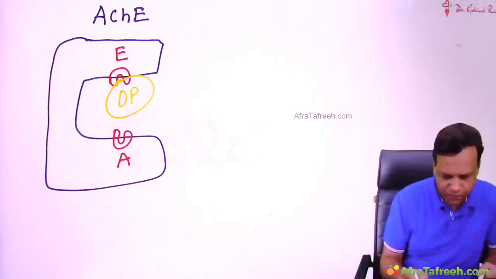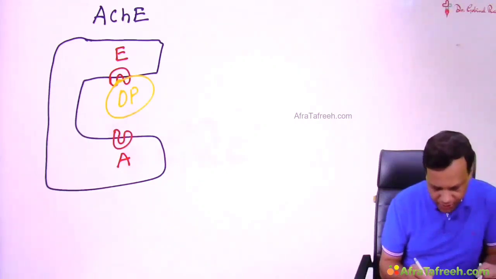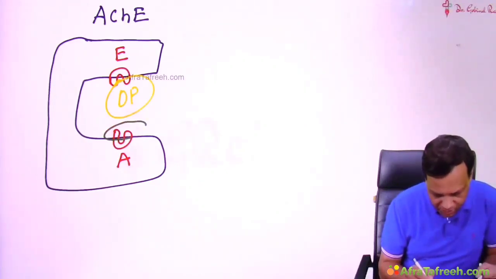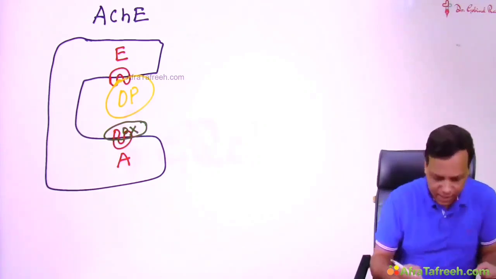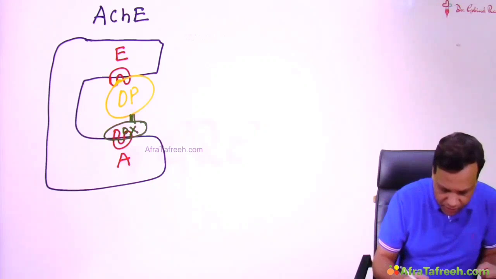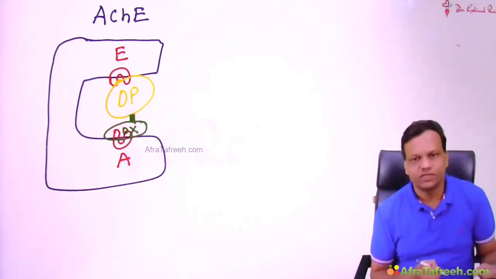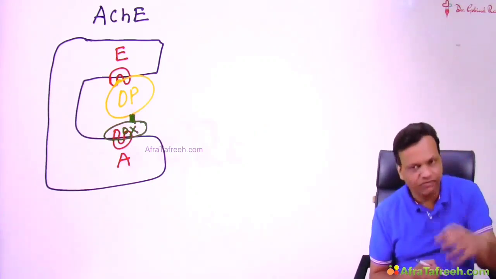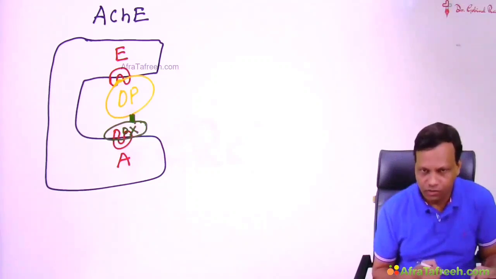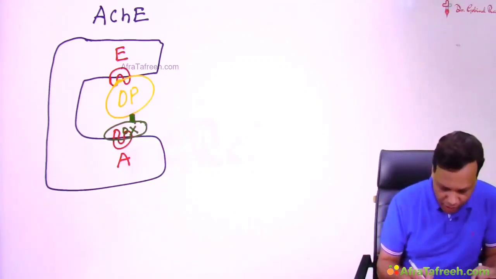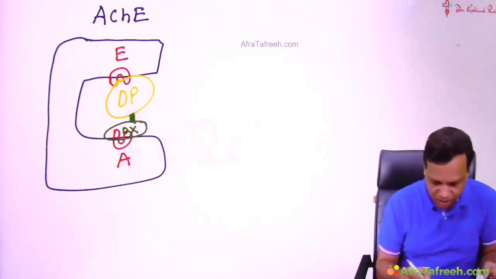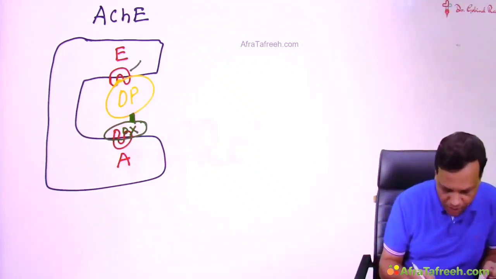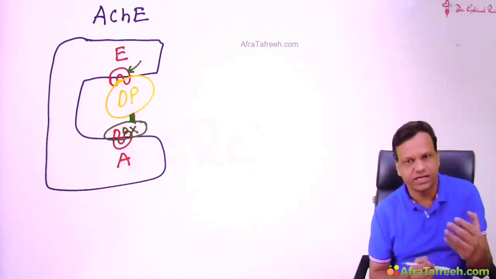Now what happens? We give oximes. Oximes bind to the unoccupied sites. That means the anionic site. So oximes bind to the anionic site, and after binding to the anionic site, they form a bond with the organophosphate. And the bond between organophosphate and oxime is very, very strong. It is much stronger than the bond between the organophosphate and the esteratic site.